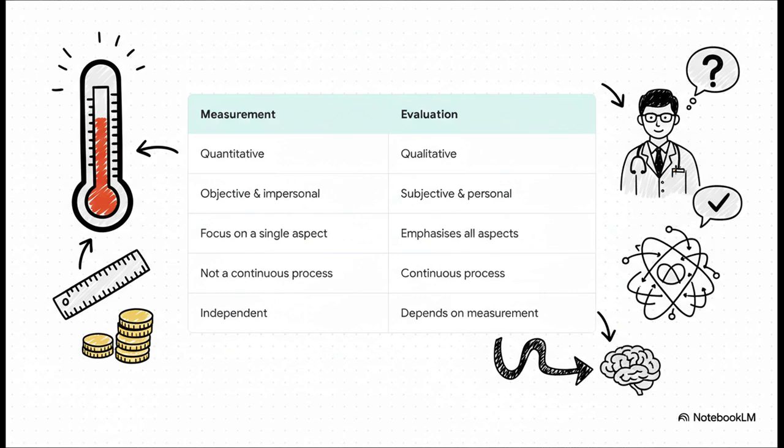Measurement is quantitative. It's objective. It's focused on one thing. It's the what. But evaluation, that's qualitative. It's subjective, and it looks at the whole picture. It's the so what.